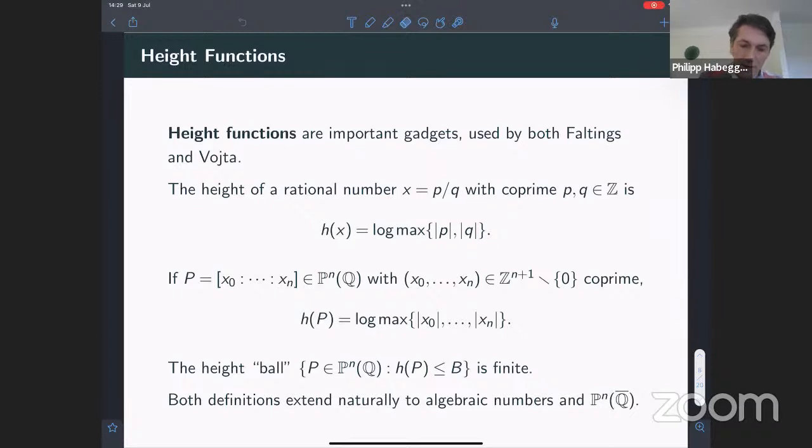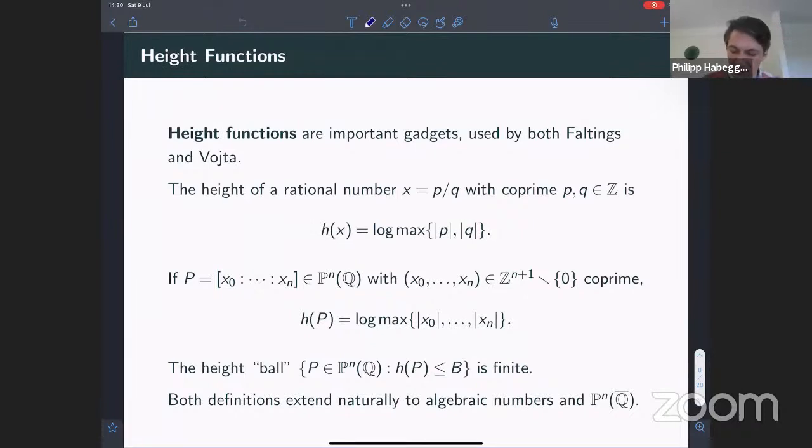So this is a ball of finite radius, of bounded height, if we're looking at rational numbers, and that's one way to prove that the Diophantine equation has finitely many solutions: just by showing that they're solutions of bounded height, which is, of course, then the main difficulty.